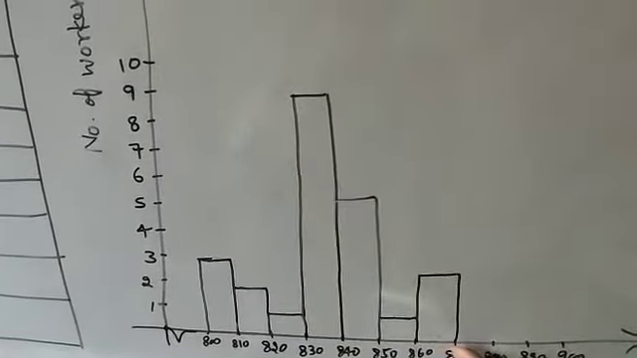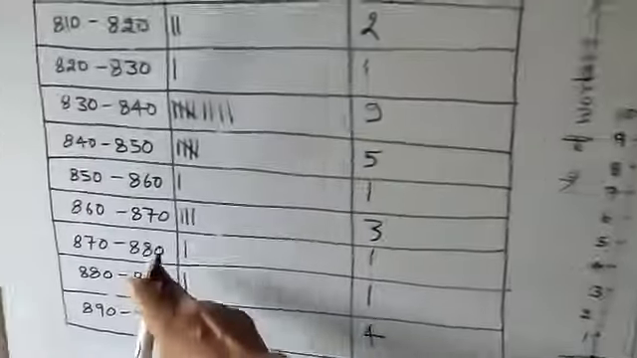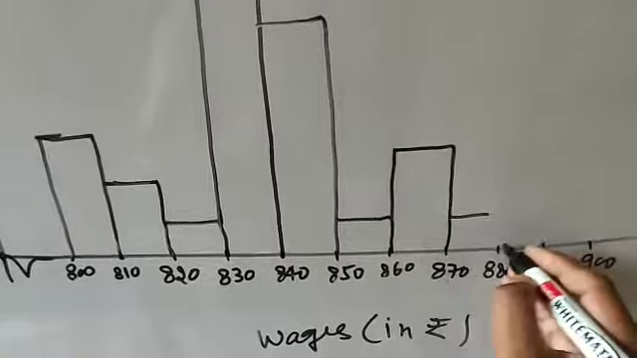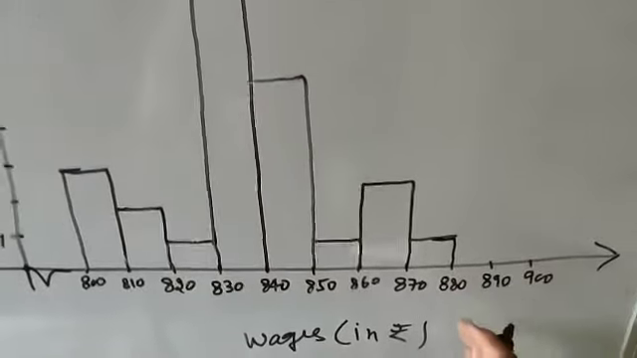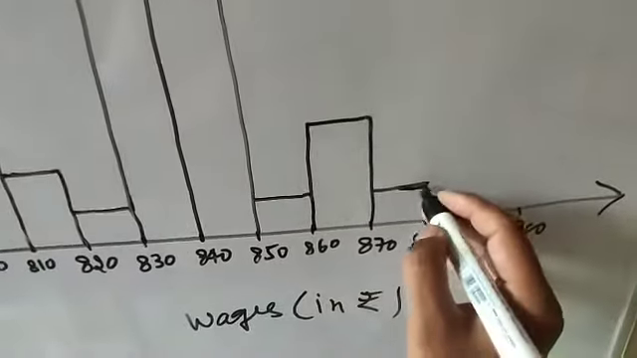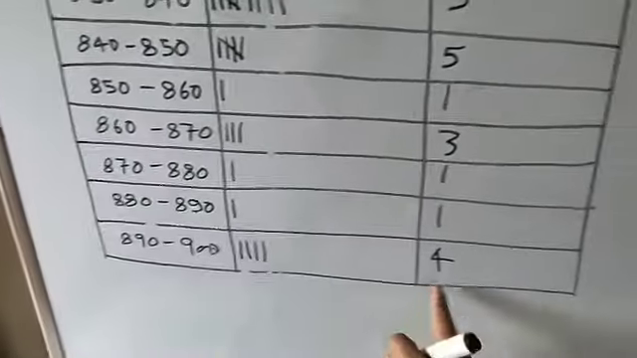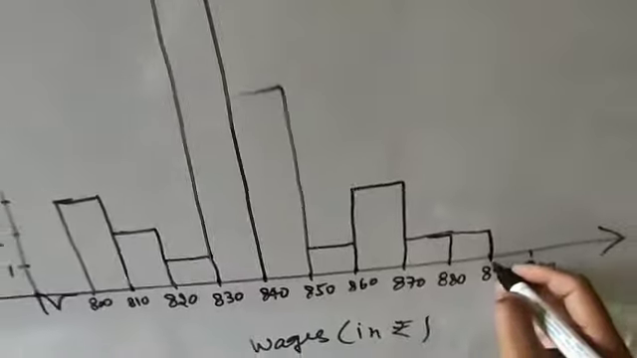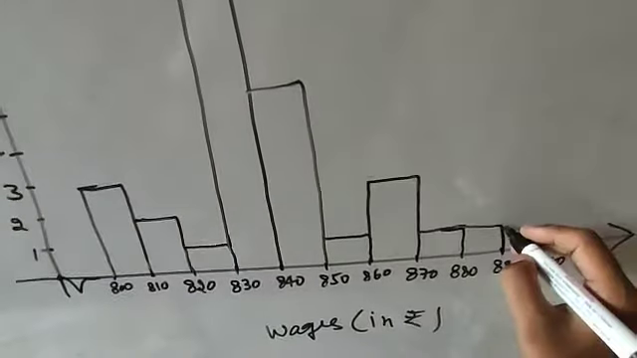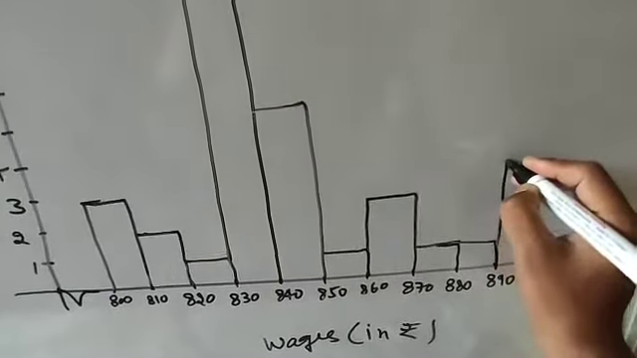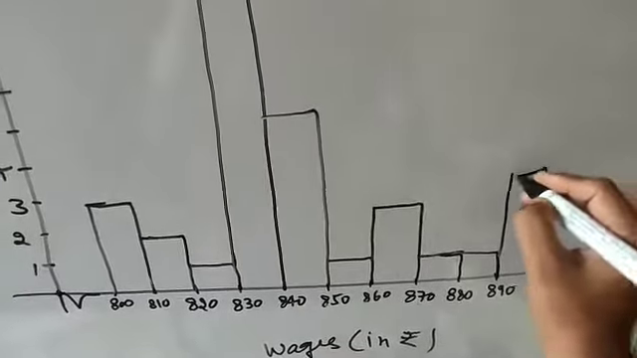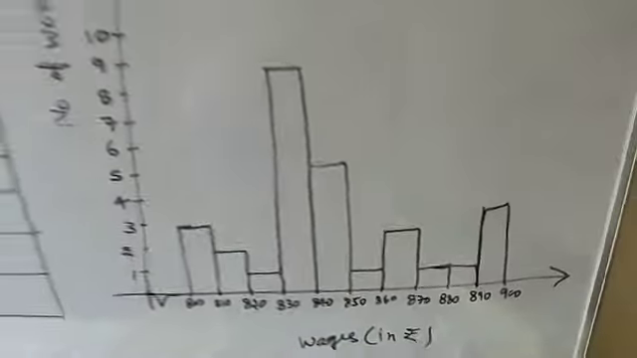Now 870 to 880, it is 1. Now 880 to 890, again it is 1. So here you will represent 1. Now 890 to 900, it is 4. So you will represent up to 4.